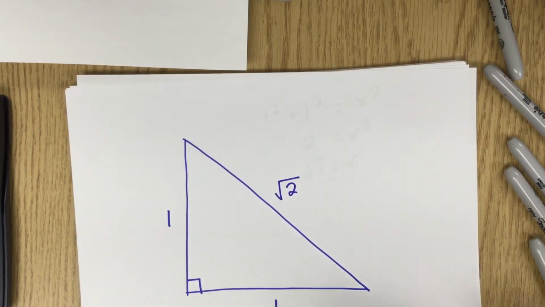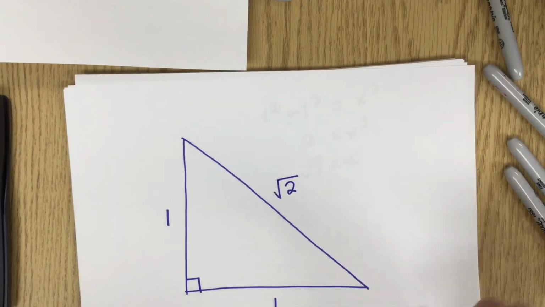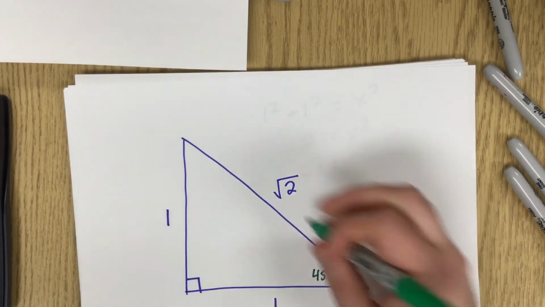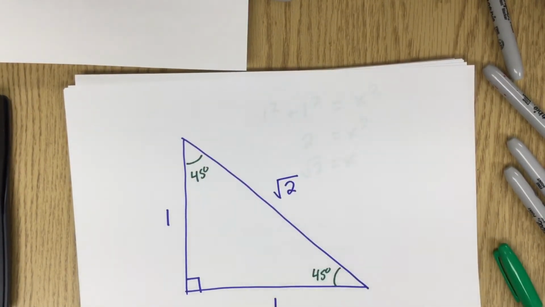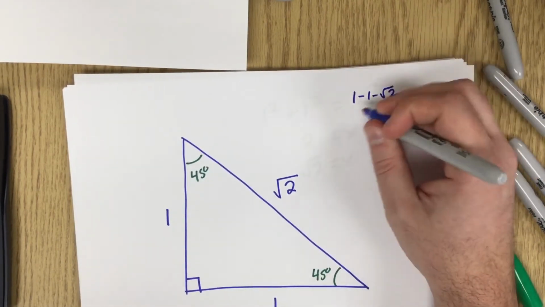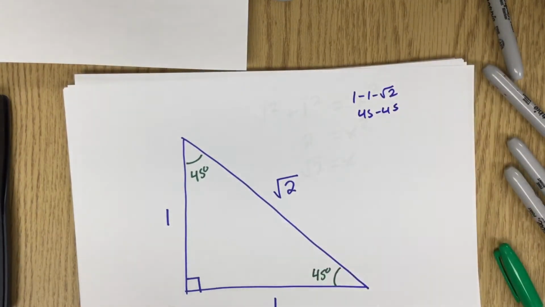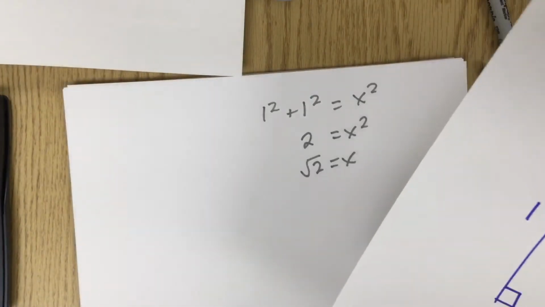And if you want to figure out the angles of this triangle, well, it's isosceles, which means that these two have to be the same. They have to add up to 90, which means that these are both going to be 45-degree angles. And I'm going to call this the 1, 1, root 2 or the 45, 45 triangle. Those are quite the names. I came up with them myself, more or less.